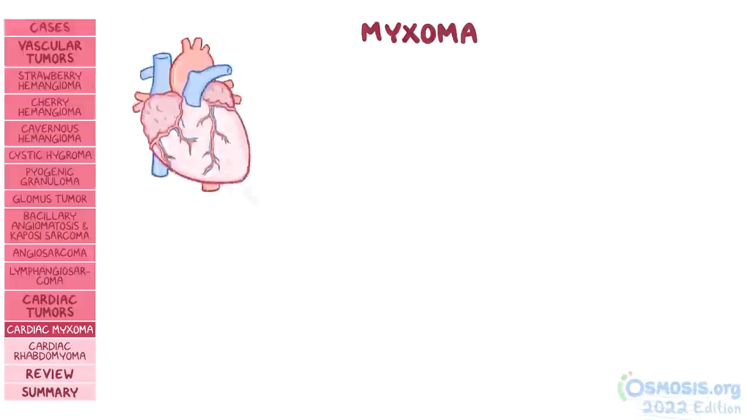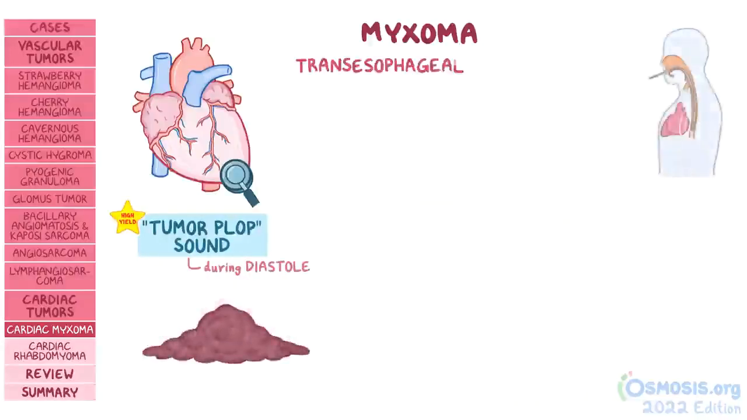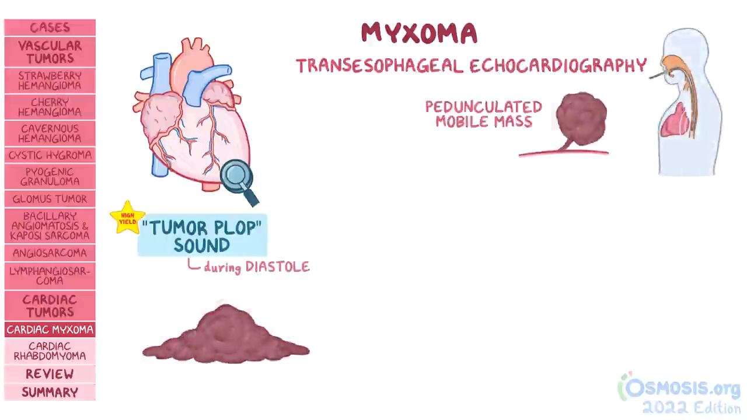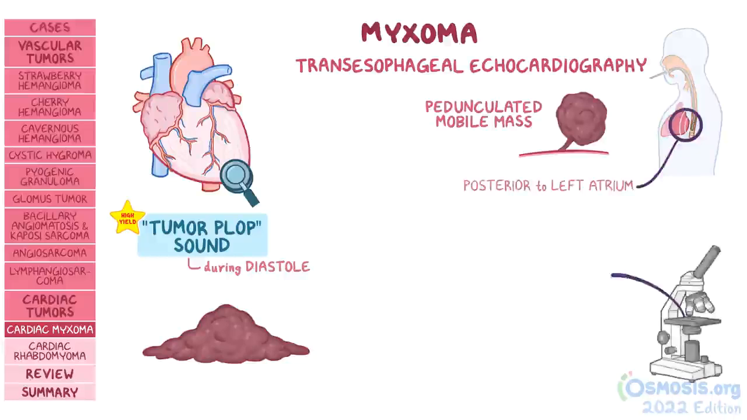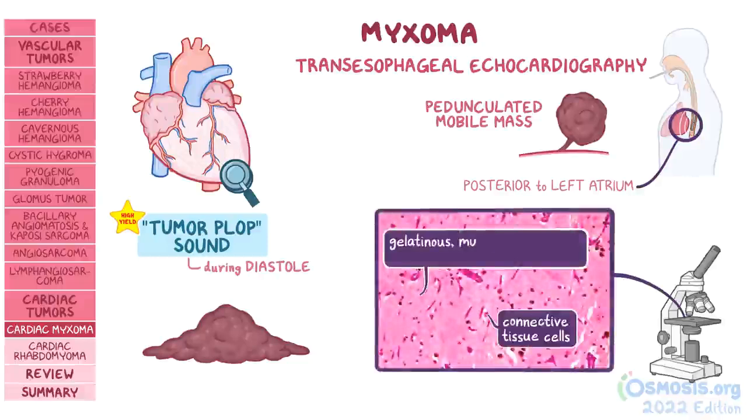Auscultation of the heart apex shows the classic tumor plop sound during diastole. Transesophageal echocardiography, or TEE, confirms the diagnosis, revealing a pedunculated mobile mass in the atrium. The reason we go through the esophagus is because it's directly posterior to the left atrium, providing us with a good view of the left atrial chamber. Microscopically, scattered connective tissue cells are seen mixed with a gelatinous mucopolysaccharide stroma.